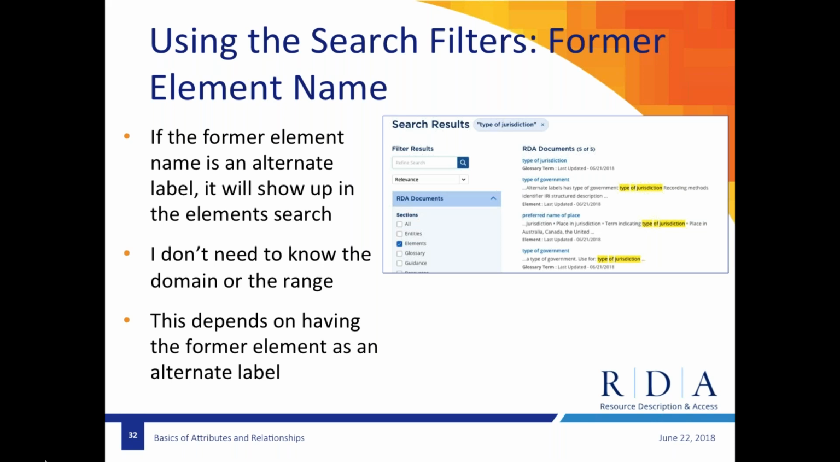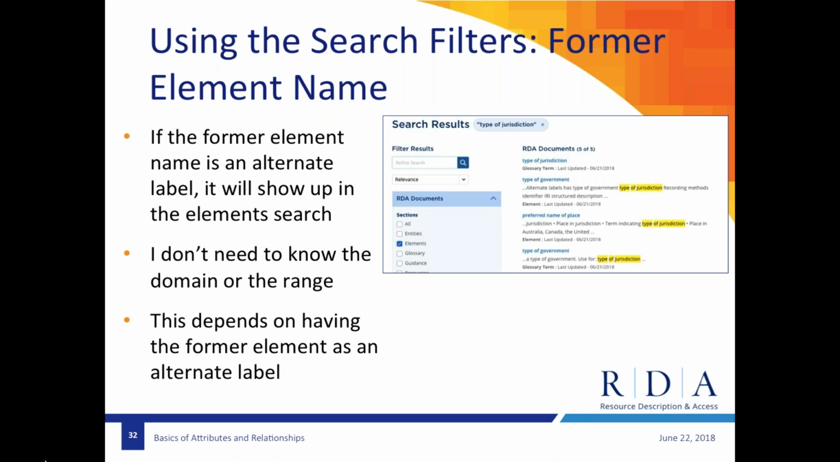So this was an easy way for me to find the former element by its new name, and I didn't even have to know an instruction number, nor did I have to know the domain and range. So I did have to have two things. I had to know exactly what the former element name was, and I had to have a listing for it as an alternate label. Not every former element is listed as an alternate label. It depends on how significant the change was.